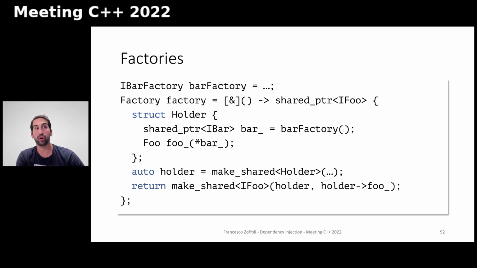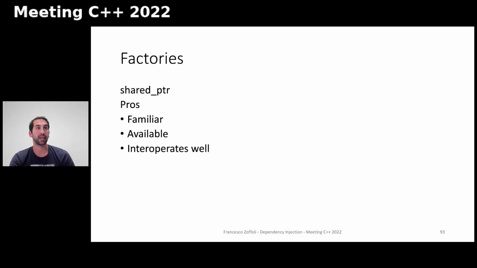But the good thing is that in the normal situations, like the cases that we saw before, when you don't have this dependency on factories, the usual approach for using shared pointers works fine. And this more advanced approach can be used only when there are these more complex dependencies. The advantages of having a shared pointer is that it's familiar, it's available, it operates well. A lot of libraries return shared pointers or expect shared pointers as dependencies.